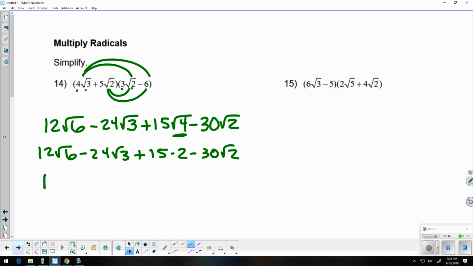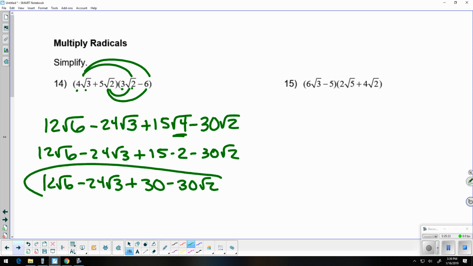So from left to right, I'm just going to copy my answer. You can leave it in this order too. You don't have to arrange it a different way. I'm just going to leave my answer like this. There's no like radical terms, nothing more I can do. That would be it. So for the next one, foiling.